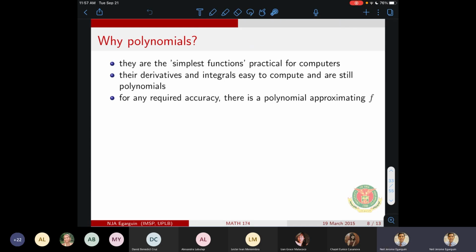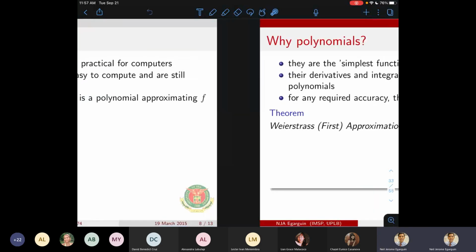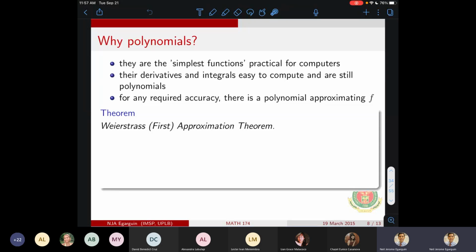And then this is one very classic result. Kasi for any required accuracy, lagi kang may makukuhang polynomial na nag-approximate kay f. All right. So, ibig sabihin, and actually this is contained in what we call the Weierstrass first approximation theorem. Okay, so which is one of the objectives of the class. So you should be able to state this theorem because this is a very classic result. Though the proof is a little bit more technical for the course, so we'll omit the proof.